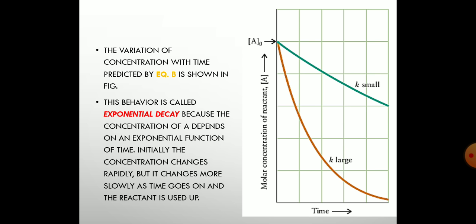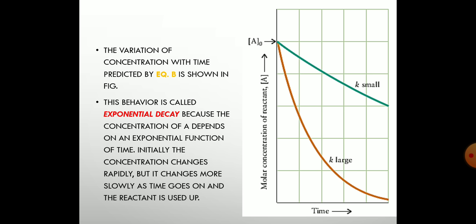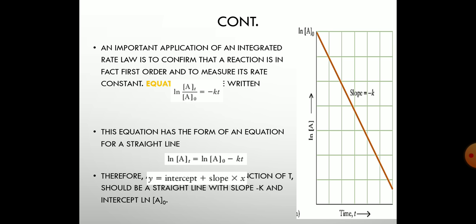The variation of concentration with time predicted by equation B, as shown in this slide, is shown in the figure. This behavior is called exponential decay because the concentration of A depends on an exponential function of time. Initially the concentration changes rapidly, but it changes more slowly as time goes on and the reactant is used up. Here we can see the small k and large k slopes. This is the graph between time and molar concentration of reactant A.